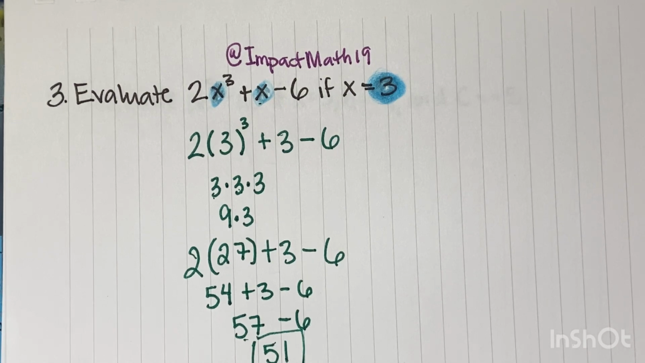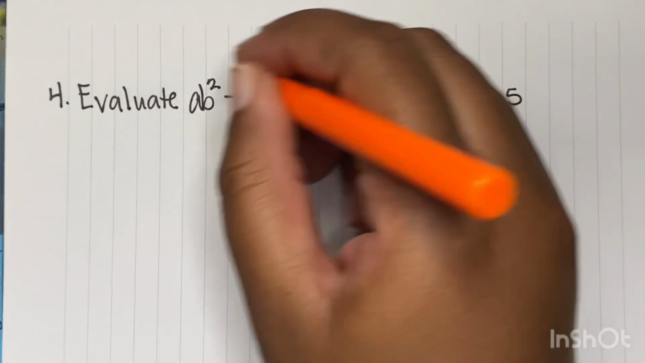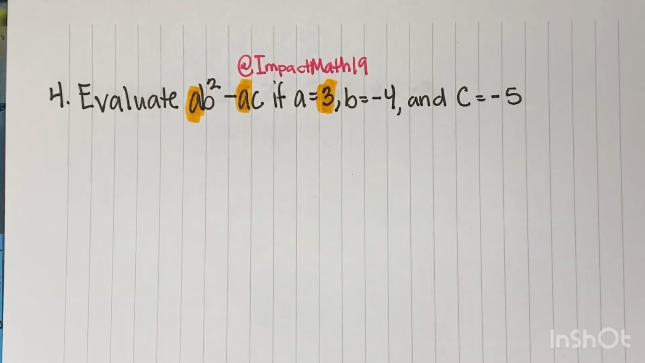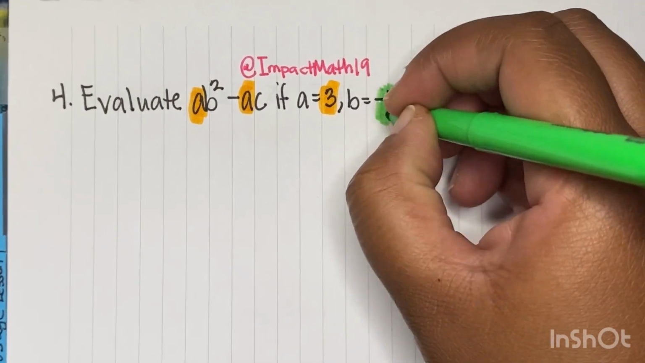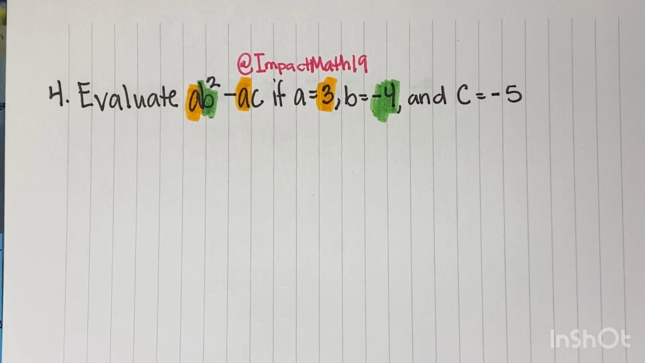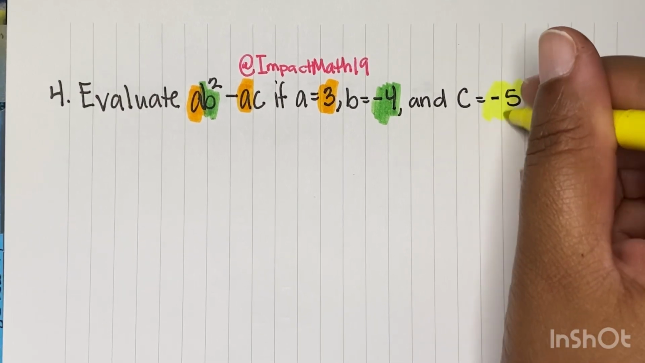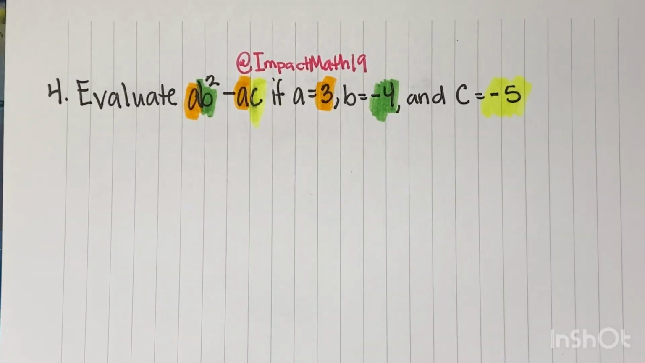All right. If you want to pause the video and try number 4, go ahead and try it and see if you get it right. Evaluate AB squared minus AC if A equals 3. Okay, so they gave us A equals 3, so 3 is going to go here and here. B equals -4, so I'm going to plug in -4 for this B right here. And then they said C was -5, so that's going to be -5.